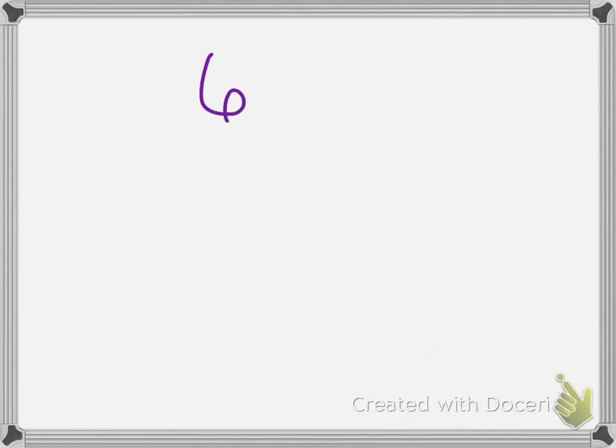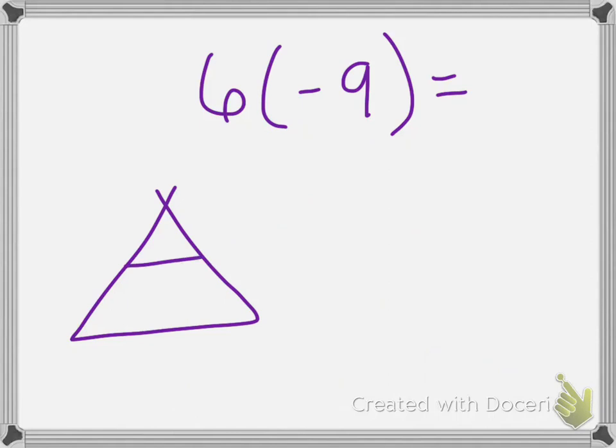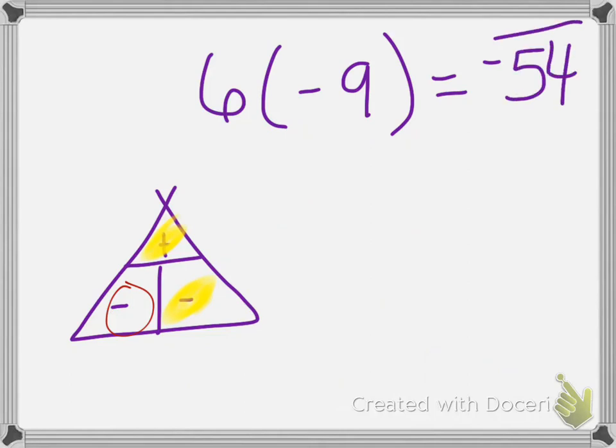Write this one down and then do it on your own, please. Pause it and then check back in. Okay, so again, you're multiplying, so you need your MD triangle. You have a positive times a negative, so I'm left with a negative. My answer is a negative. 6 times 9 is 54.